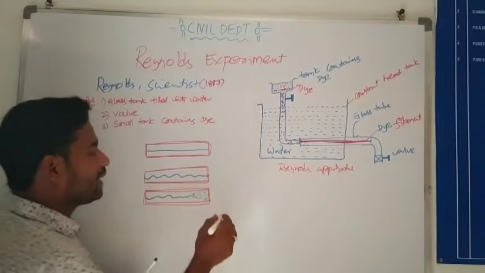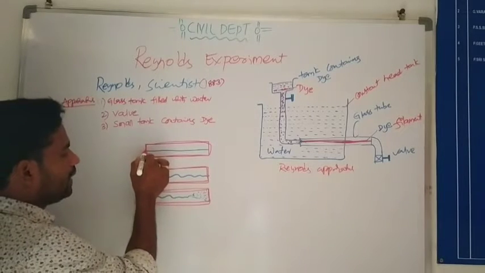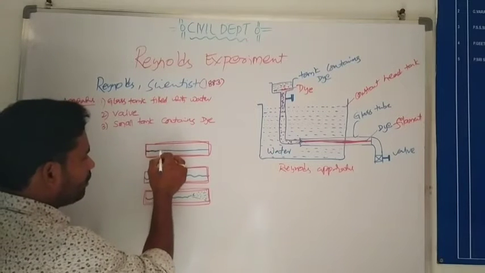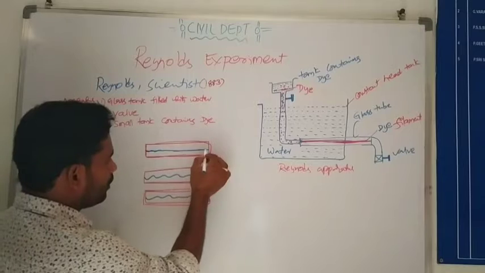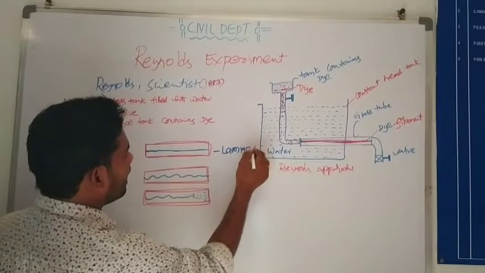At low velocity, the dye flows straight forward like this, and this is called laminar flow.